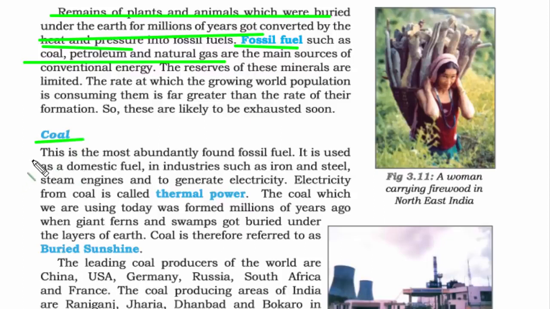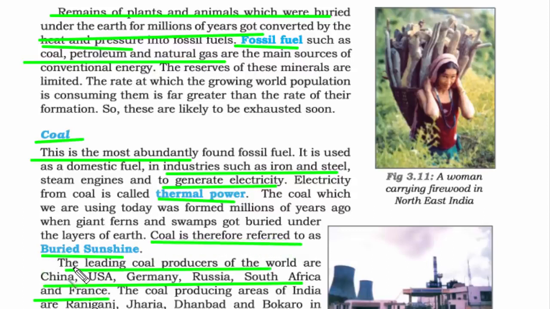They're found in abundance. So coal is used in industries such as iron and steel. But more importantly, we use coal to generate electricity, and it is called thermal power. So coal is found beneath the earth's surface. Therefore, it is referred to as buried sunshine. So the leading coal producers of the world are China, USA, Germany, Russia, South Africa and France.